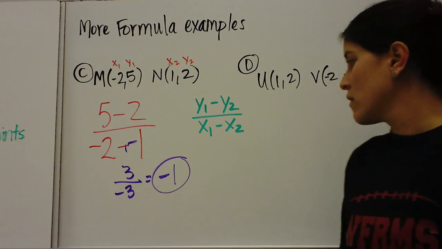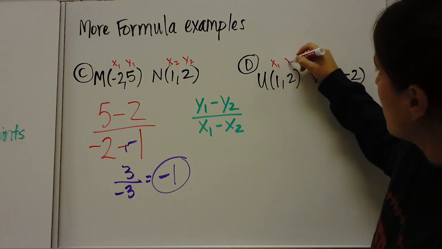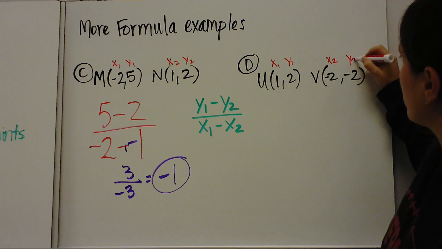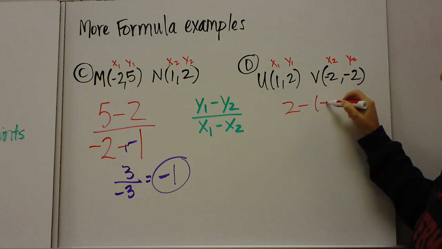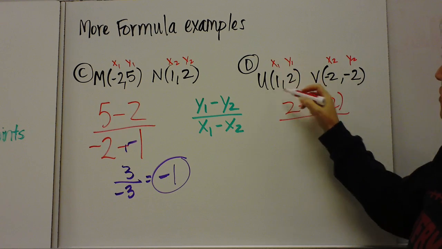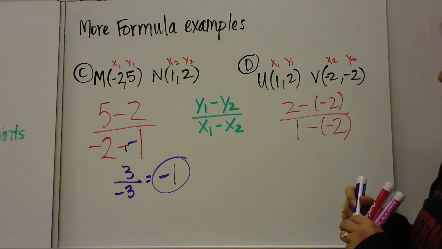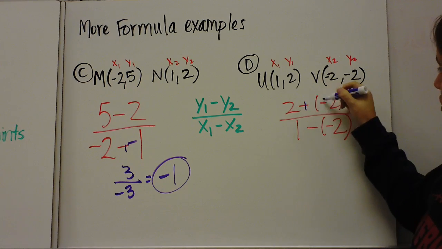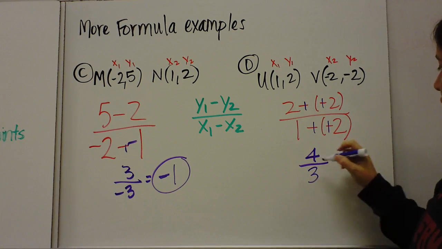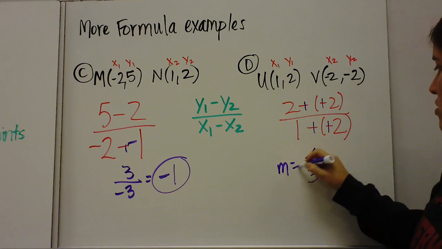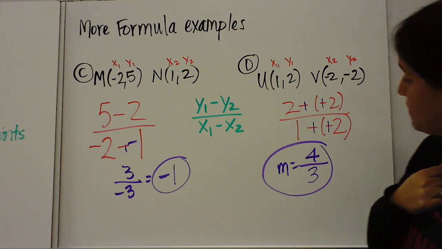All right, here are 2 more points, u and v. So we label them x1, y1, x2, y2, and then I put them into my formula. So 2 minus negative 2, over x1, 1 minus negative 2, and then 2 minus negative 2, you touch that twice and you get 4, touch that twice and you get 3, and that is simplified, so my slope is 4/3. Remember, no mixed numbers, leave it improper.